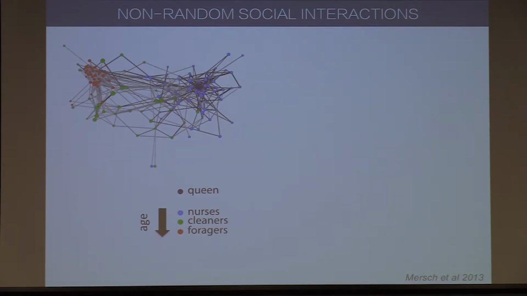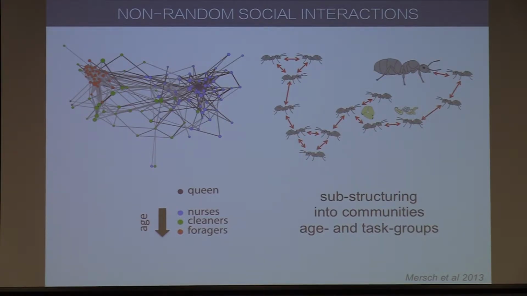And as you can see here, you have a lot of interactions within these task groups, but not so much between them. And interestingly, these different behaviors in ants also depend on the age of the individuals. So when a new worker emerges, the first thing she does is to take care of the queen and the brood in the center of the colony, and only when she ages will she then take over these nest maintenance tasks more and more, and the foraging. So you can have a task-age correlation here. And what we can see is that the social interaction network is substructured into these communities of age and task groups.